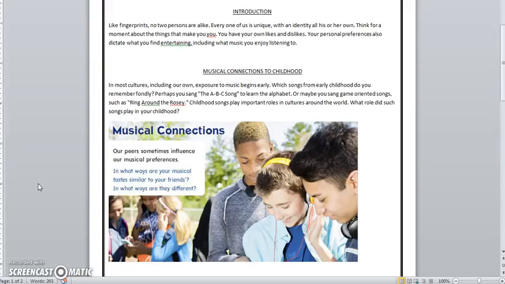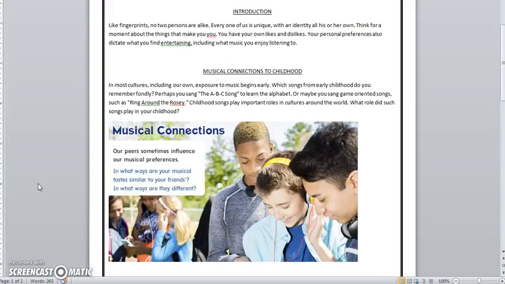Maybe you know the ABC song to learn the alphabet. Or maybe you did game-oriented songs like Clean Up, Everybody Clean Up, maybe even something like that in preschool or kindergarten. Or songs such as Ring Around the Rosie, songs like that. Childhood songs play important roles in cultures around the world, and they're different for each culture. So just think, what kind of role did these songs play in your childhood? Did you enjoy them? Were they something that were sung often or sung frequently? So these are just things to think about.